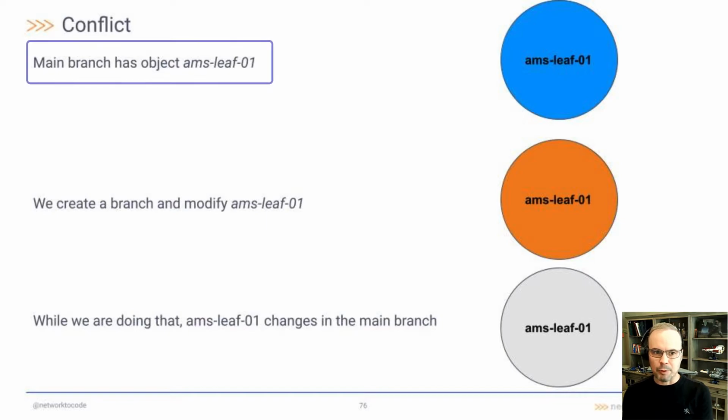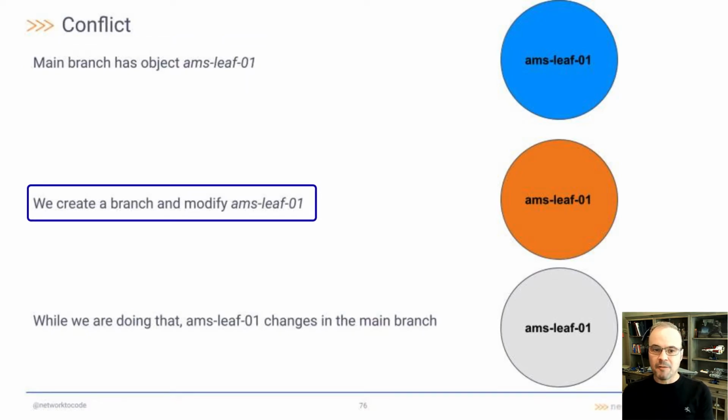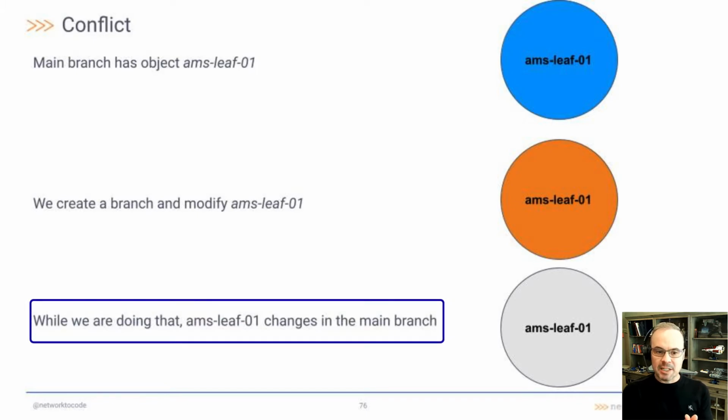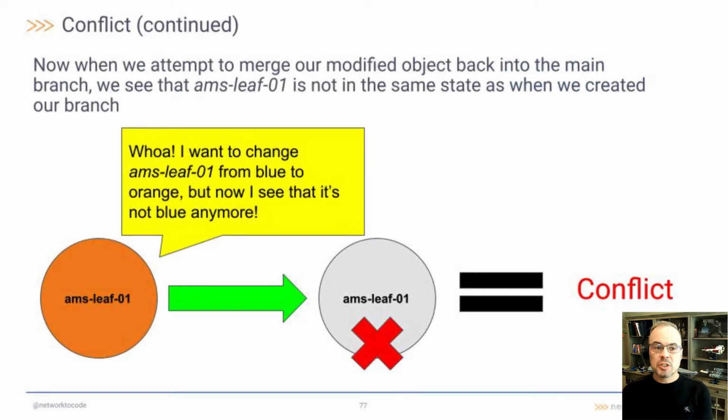Let's look at this simple example. For instance, let's say that a main branch has an object called AMS Leaf 01. Now we'll create a branch and modify AMS Leaf 01, changing it from blue to orange in this example. While that's going on, AMS Leaf 01 changed in the main branch from blue to gray. So when this happens, when we try to merge our branch back into the main branch, our branch detects a conflict, meaning, look, we meant to change AMS Leaf 01 from blue to orange, but now we see that it's gray. This is a conflict.